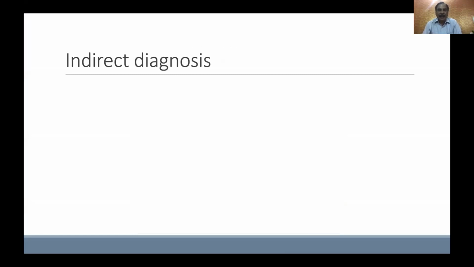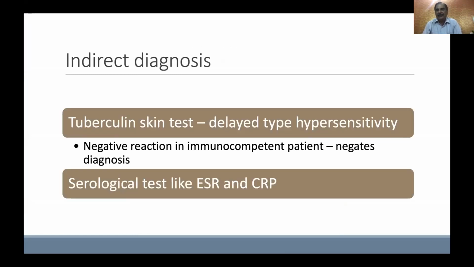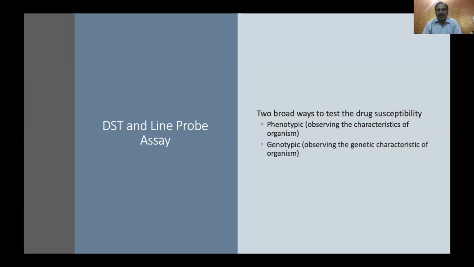And the indirect diagnosis, like tuberculin skin tests, are not very specific. It's a delayed type hypersensitivity. Its more importance lies in a negative reaction in an immunocompetent patient, which almost rules out the diagnosis. And then the ESR and CRP are not very reliable, but can be used to assist in the diagnosis.